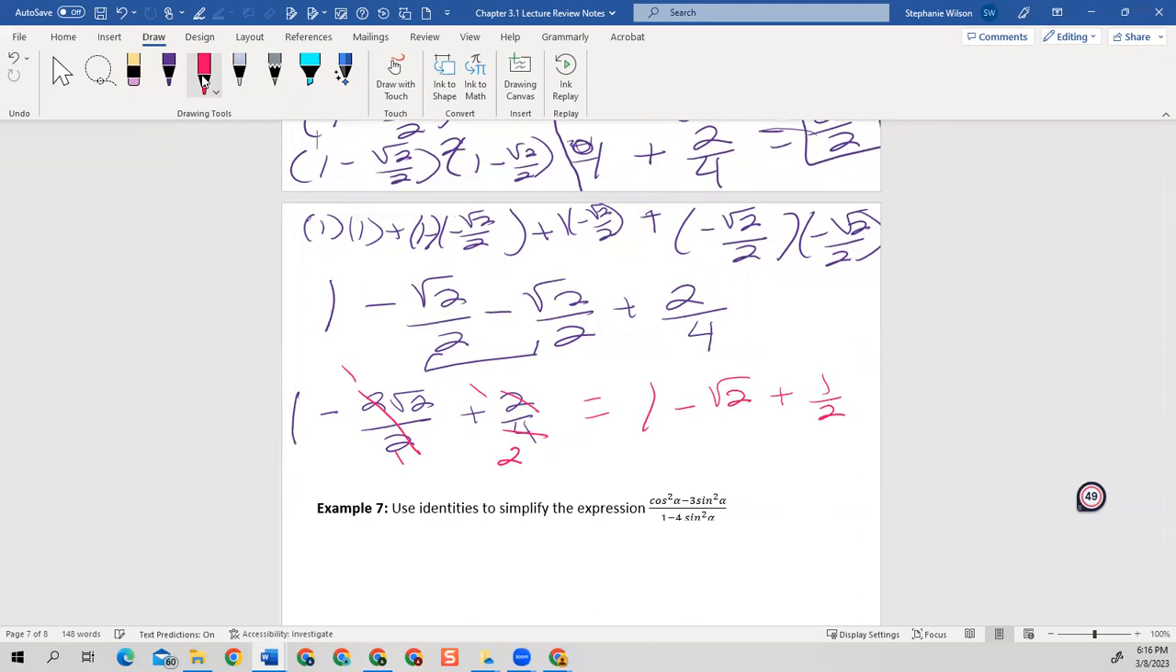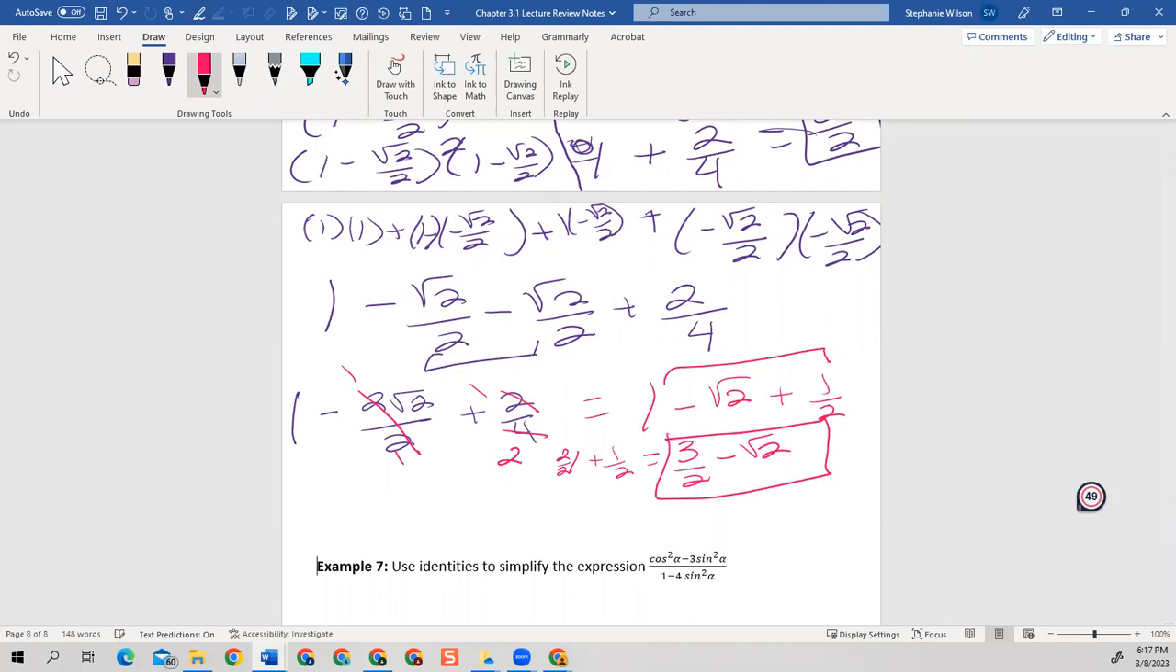So let's put the 1 and this 1/2 together. So I know that I need 2 over 2 plus that half, which gives me what? 3 halves minus the square root, or negative square root, of 2. So that was a lot of work. Yeah, y'all do have one of these in your homework.